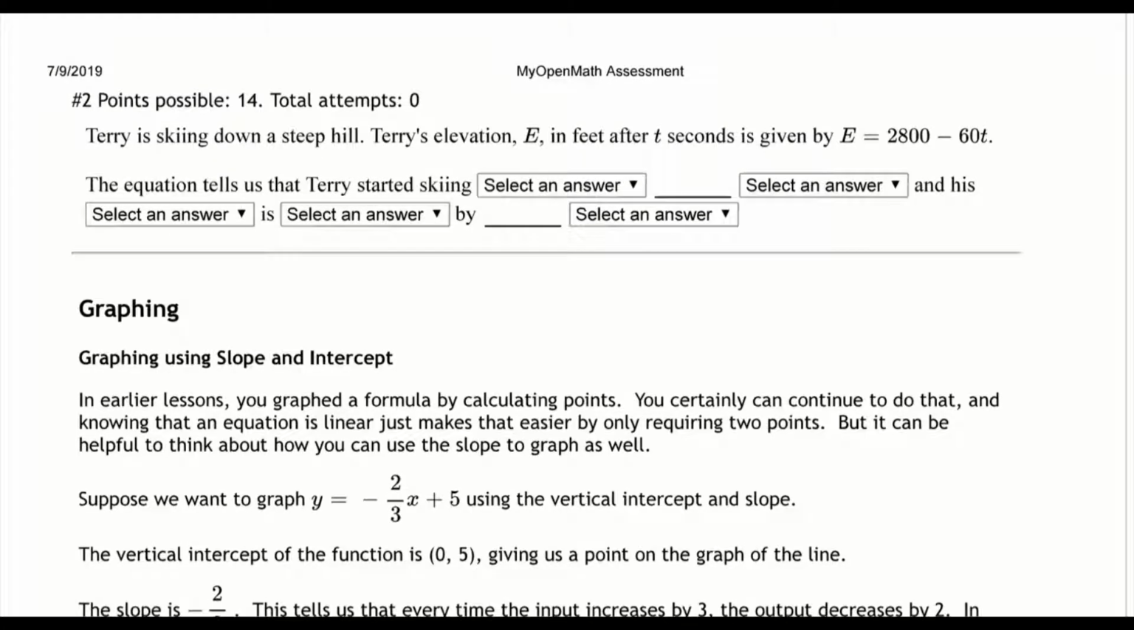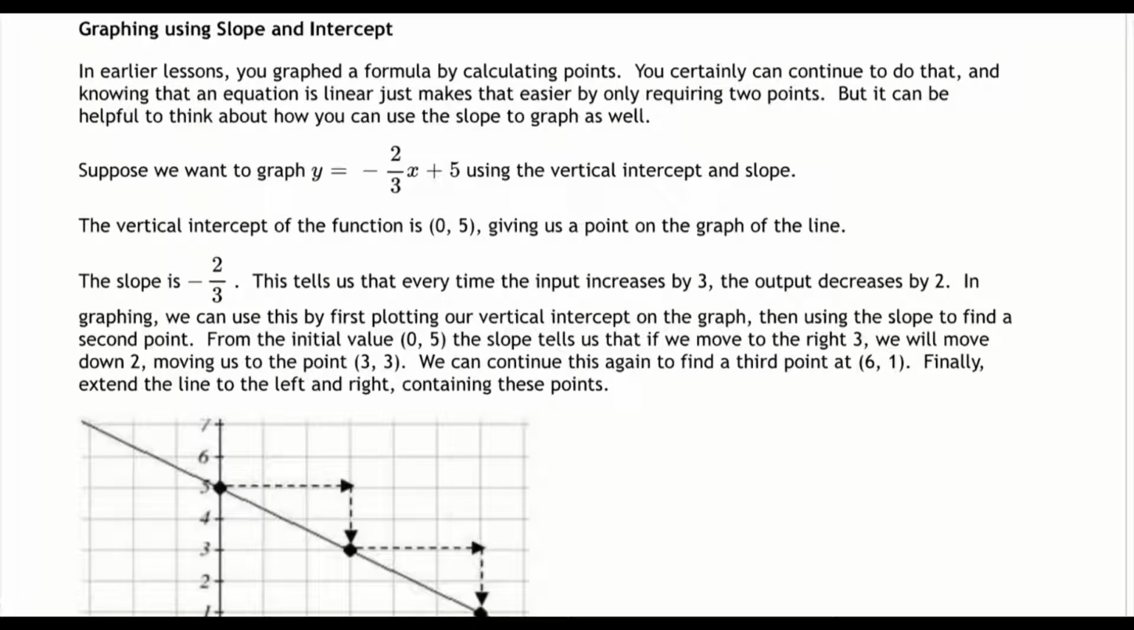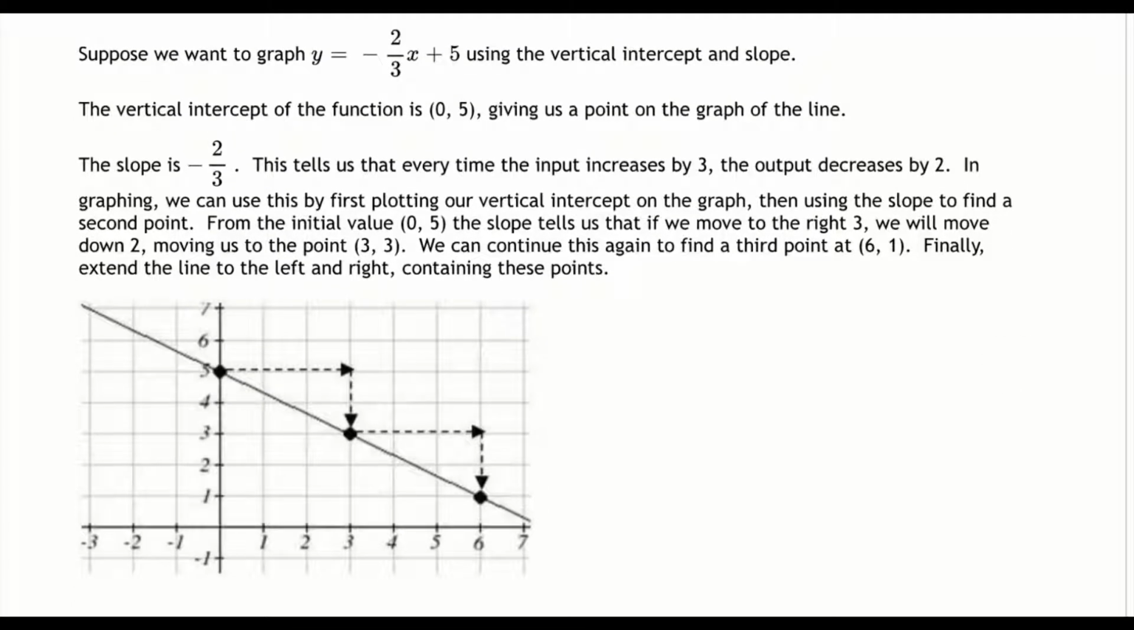And here's an application. So Terry's elevation E, if he's skiing down a steep hill, that is the formula E equals 2800 minus 60t. So 2800 is where he starts, and 60t is the change. So he's going to start at that elevation and decrease by 60 each time. The minus tells me it's decrease.